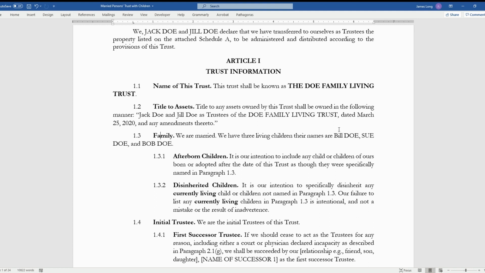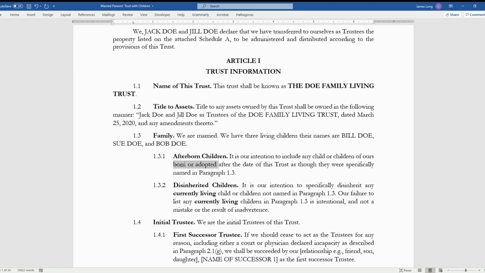So if Jack and Jill had another kid named Sally, right, they could amend this trust and amend this section to include all 4 of their children. They could put 4 and they can do this. But if for some reason they didn't, this section here sort of plans for that eventuality and makes it so that any child that's born to them after they sign their trust is included in the trust.